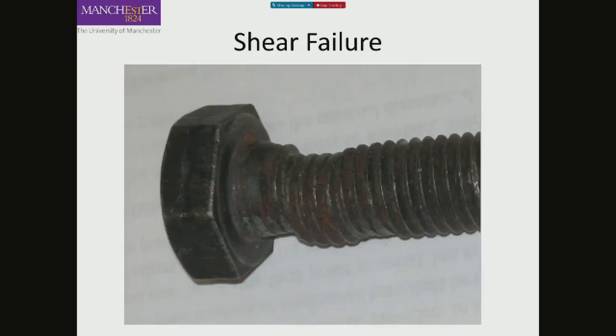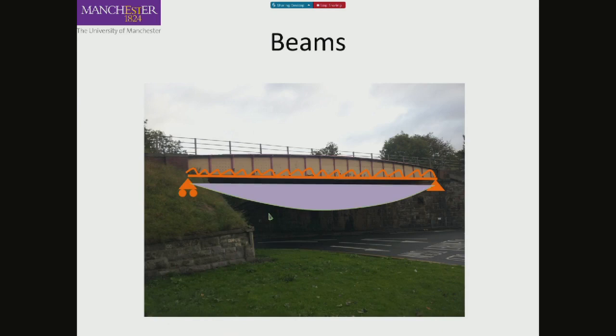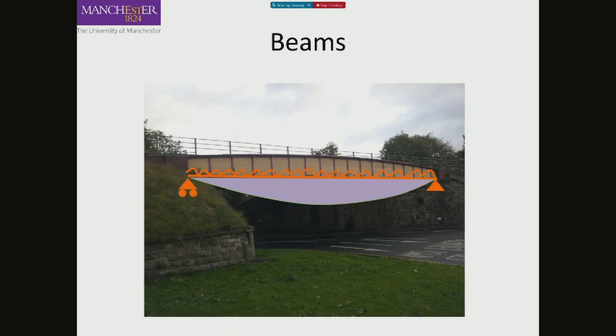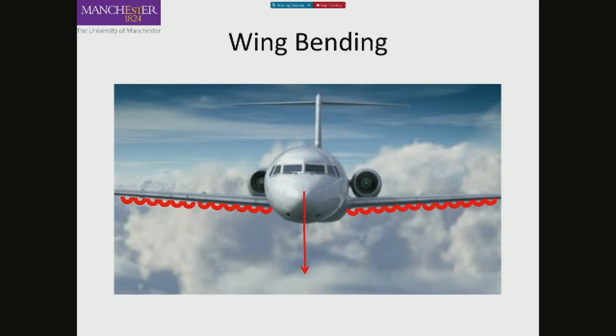Shear failure could happen in a structure, for example, one side sliding over another. It could happen to a bolt, for example. If you imagine this bolt is holding two plates, and you have a force from one side, it could be sheared off in the middle. A bridge could be simplified as a beam, and you could think of putting a load on top of it, and then the bending moment could be in this way as well. So that's a bending moment diagram. In a diving board, for example, or bending of an aircraft wing, the lift on the underside of the wing would create bending of the wing as well.